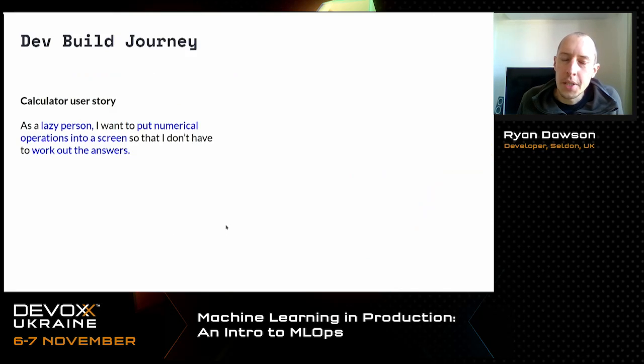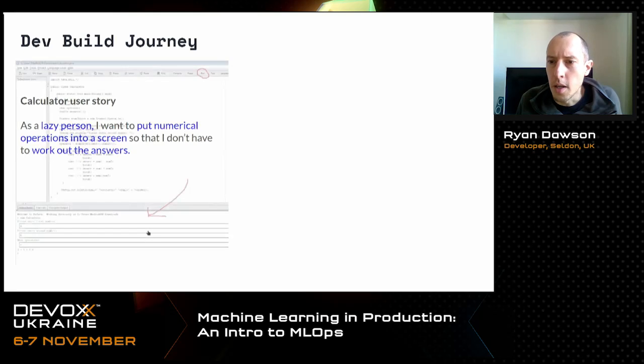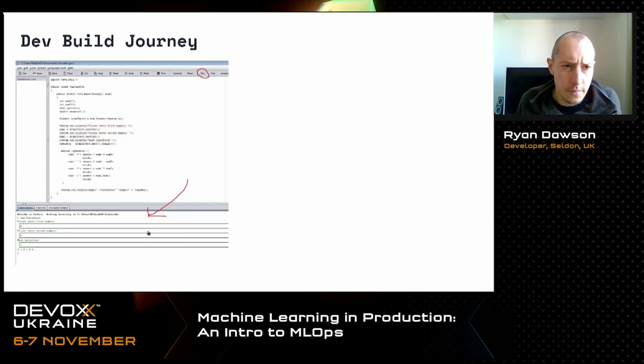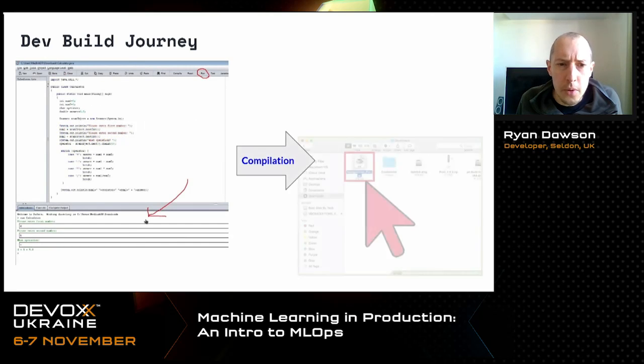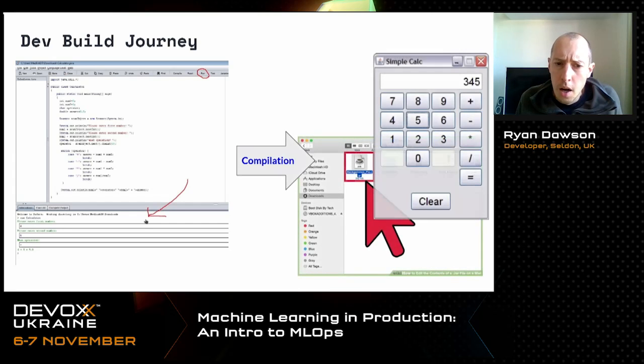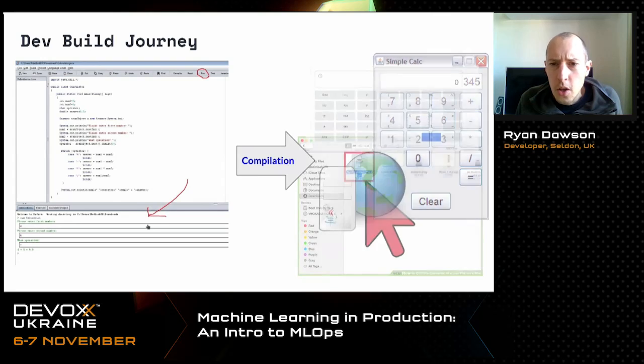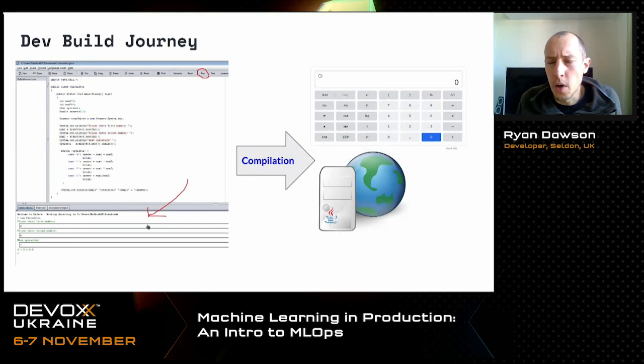Let's go on an imaginary development journey. We can start with a user story. Let's say we're building a calculator, and our user story says that our users want to put numerical operations into a screen so that they don't have to work out the answers. We could write a Java program to satisfy the story, compile it, and distribute it as a binary. But this is 2020, so more likely we'll package the code to run as a web server that users will interact with via a browser.